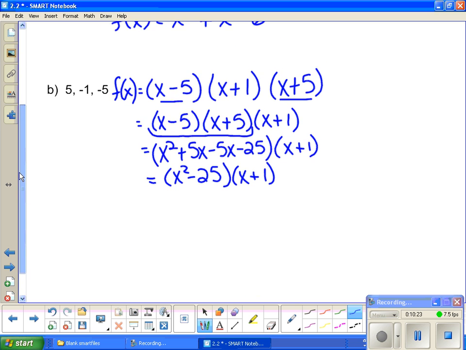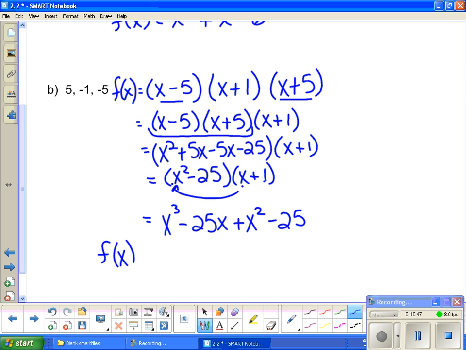So now I'm going to have to multiply this out. Okay, so I'm going to work backwards, by multiplying this way. So this is going to be then x cubed minus 25x. Okay, and then I take the 1, and that would be plus x squared minus 25. Write it in standard function order, descending order: x cubed plus x squared minus 25x minus 25.